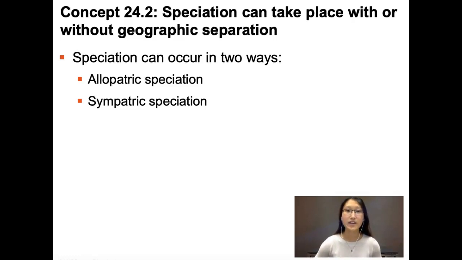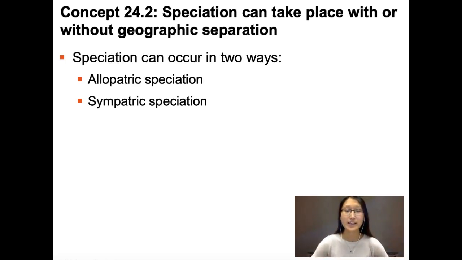Hello everyone, in this video we're going to talk about mechanisms behind speciation. So speciation is the process of having a new species diverging from a common ancestor. So you have your common ancestor, and divergent evolution allowed different species to evolve from the original common ancestor.